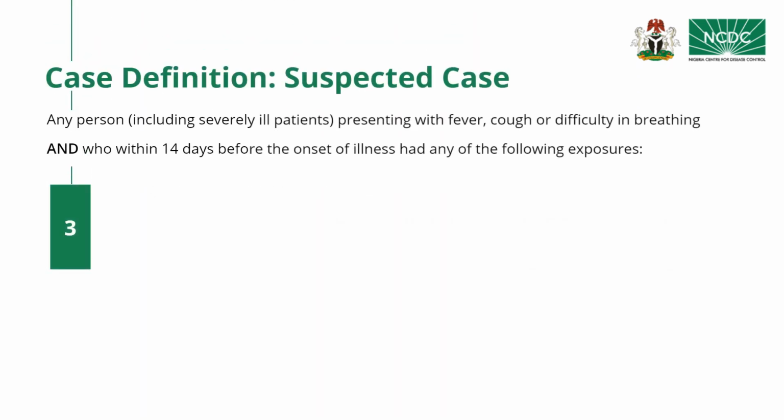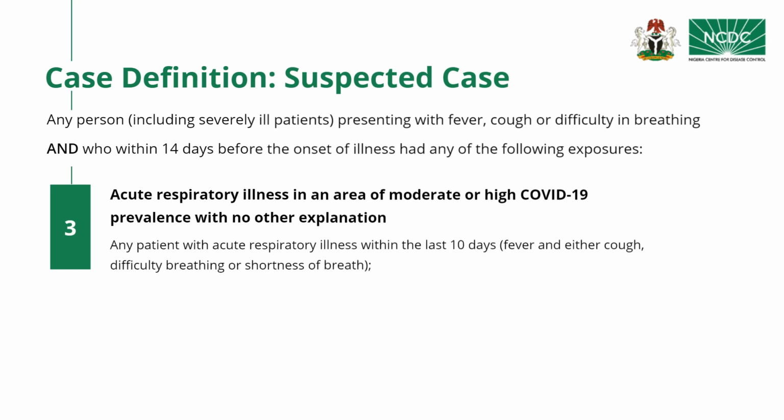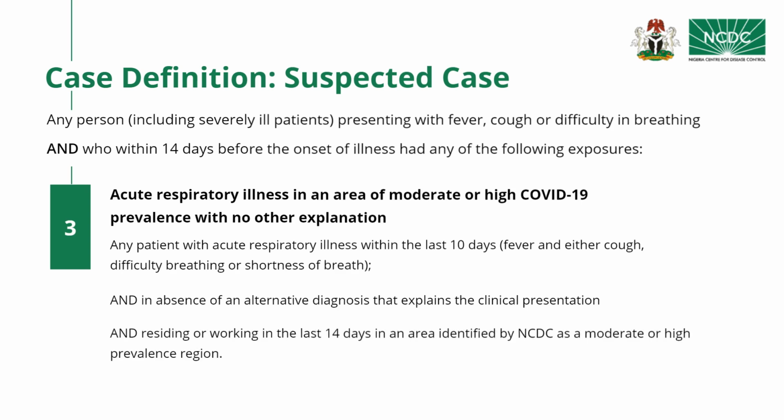Or 3. Acute respiratory illness in an area of moderate or high COVID-19 prevalence with no other explanation. This includes any patient with acute respiratory illness within the last 10 days, and in absence of an alternative diagnosis that explains the clinical presentation, and residing or working in the last 14 days in an area identified by NCDC as a moderate or high prevalence region.